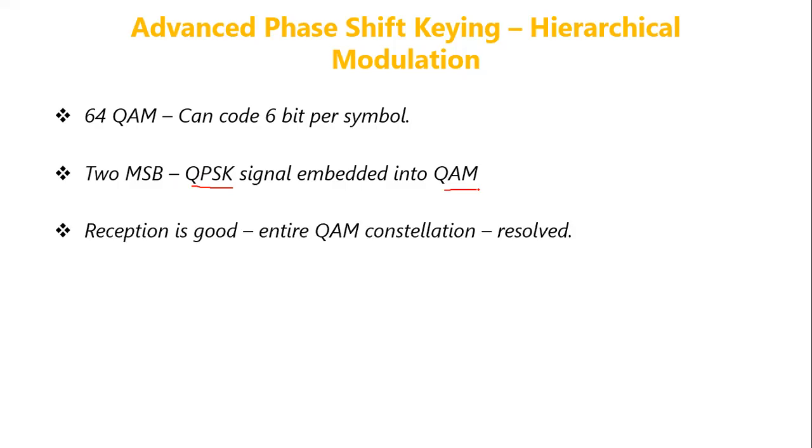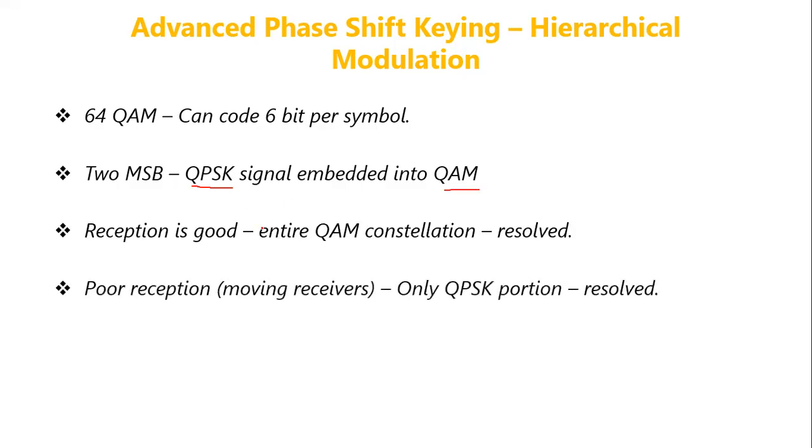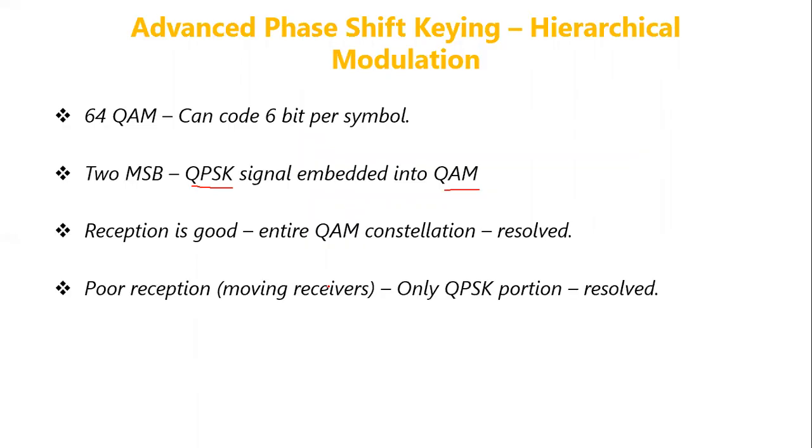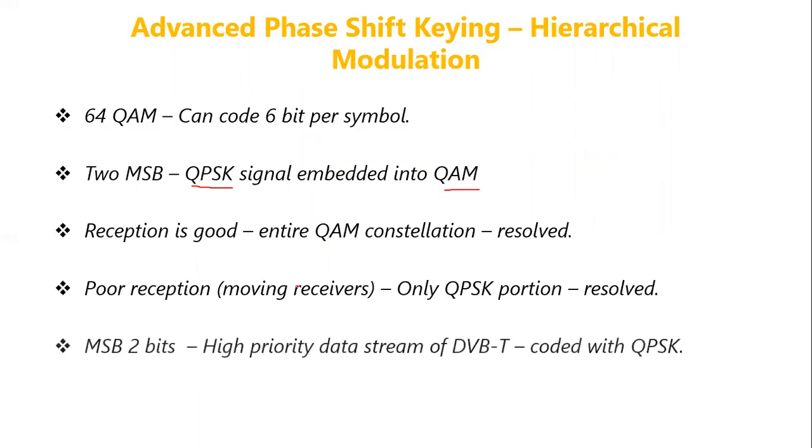Okay, and how it works, in the sense, when the reception is good, if the receiver is receiving the signal with good strength, then the entire QAM constellation will be resolved. That is, all the 6 bits can be resolved properly. But if the reception is poor, that is, if the receiver is moving, then only the QPSK portion will be resolved. That is, the most significant 2 bits will be resolved. Okay, so this scheme is basically used in digital television broadcast.